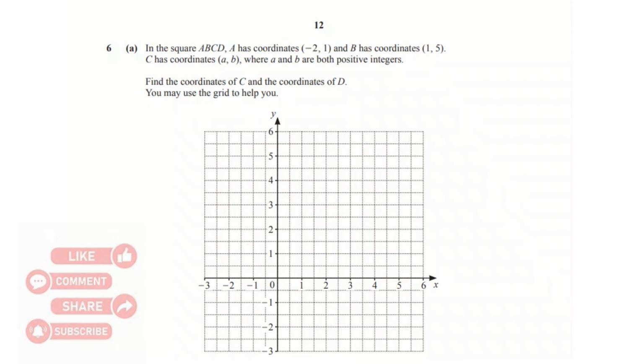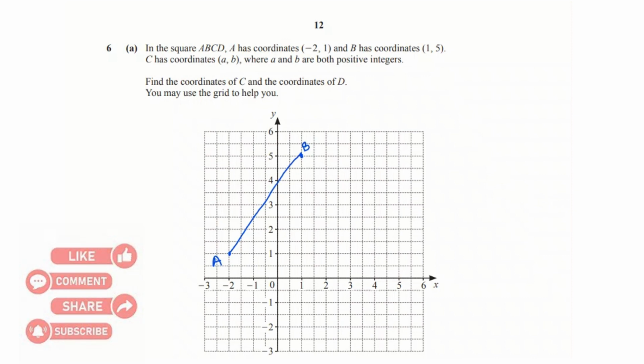Now here the question says that in the square ABC, A has coordinates -2 and 1, this is your A. B has coordinates 1 and 5, this is coordinate B. C has coordinates A and B which are positive, both are positive, that means it will come in this part. Find the coordinates of C and coordinates of D. Make use of the grid. Okay, my line may not be proper. Please use your scales.